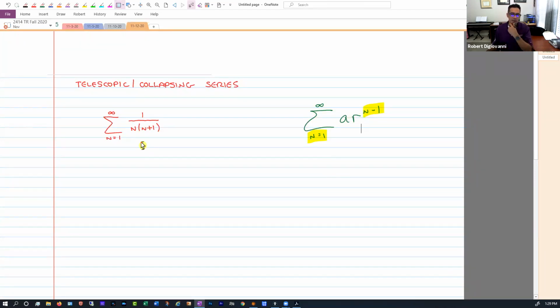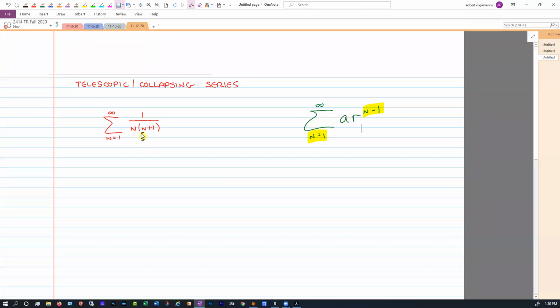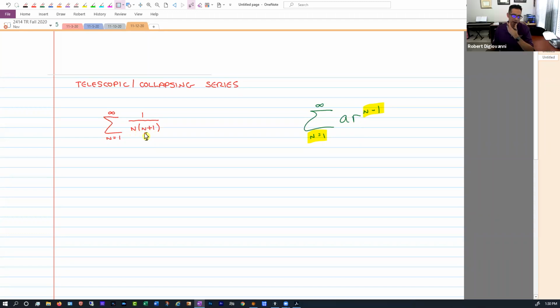Okay, so now we think maybe it's harmonic. Well, what's the problem? That's not linear. That's quadratic. If you distribute the n through, you get n squared plus n. That's quadratic, so it's not linear, so it's not harmonic. So we don't have geometric, we don't have harmonic, and it failed the nth term test.